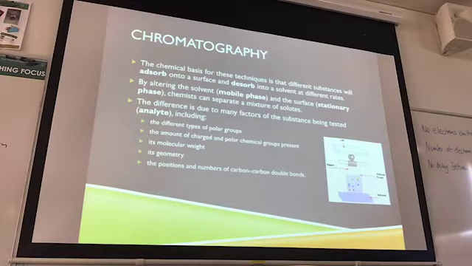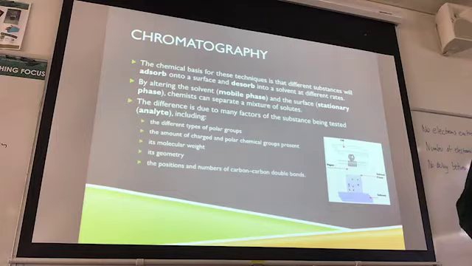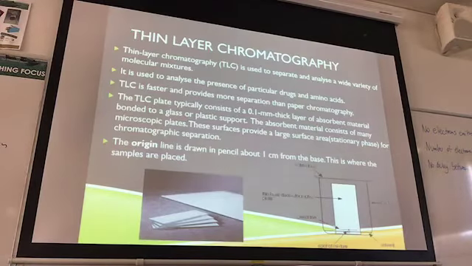So some things that will affect how far and how fast the substance being separated, which is called the analyte, will move are the different types of polar groups. So we've been discussing that. The amount of charged and polar chemical groups present, the molecular weight, its geometry, and the position and numbers of carbon-carbon double bonds. They all influence how fast or how far the material being analysed will move through the stationary phase.